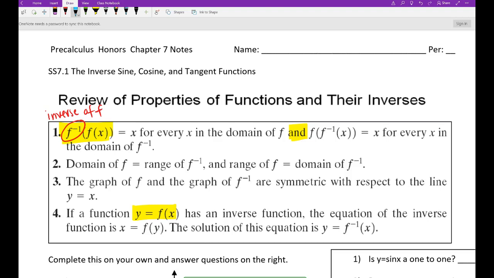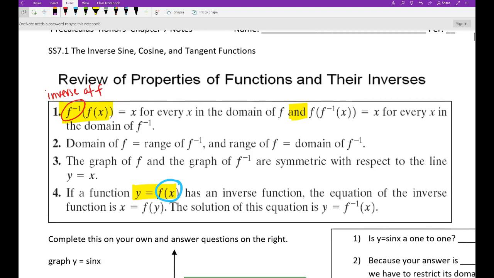If you see f of x or g of x or something of x, it's already a function. You don't have to second guess it. Does that make sense? If you see a y equals, that may or may not be a function. So this number 4 says if a function y equals, that means it can be anything. But the moment that you see f of x, that means that this is a function. Okay. So if a function y equals f of x has an inverse function, the equation of the inverse function is x equals f of y. What does that mean? What am I doing there? So it's switching x for y and y for x.